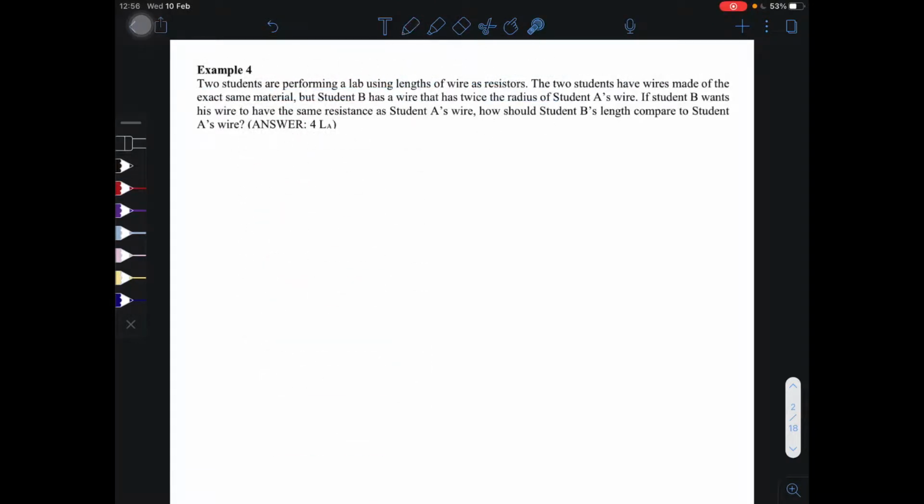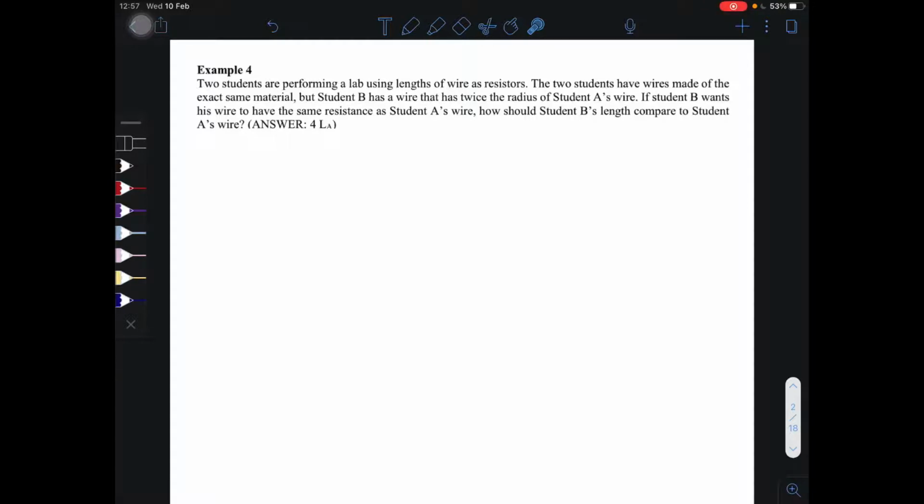Okay, now let's look at example 4. Two students are performing a lab using lengths of wire as resistors. The two students have wires made of the exact same material, but student B has a wire that has twice the radius of student A's wire. If student B wants his wire to have the same resistance as student A's wire, how should student B's length compare to student A's wire? Okay, that was a long statement.